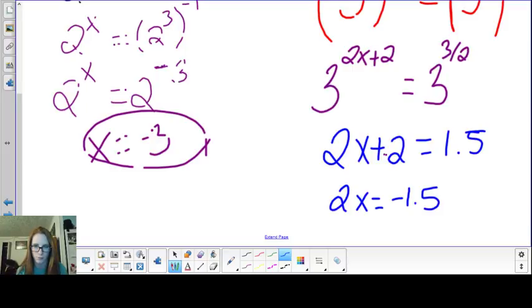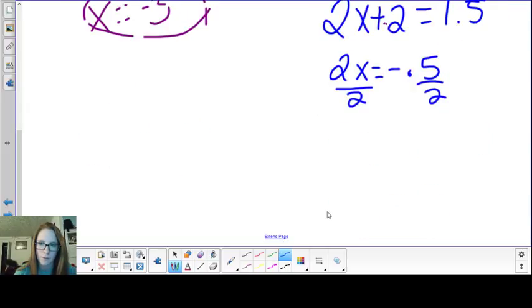I lied. You're not getting negative 1.5. I get negative 1/2. I knew that didn't seem right. Negative 0.5. And I take that divided by 2. And x is negative 0.25.